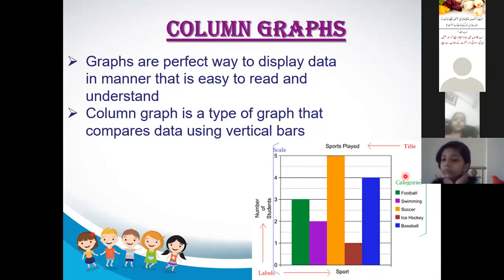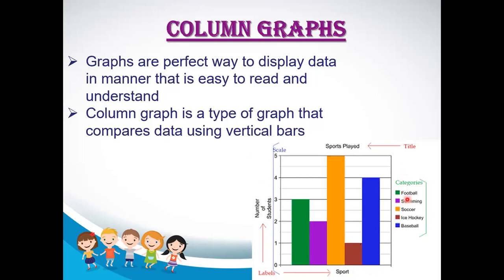The categories are football, swimming, soccer, ice hockey, and baseball. They have described these categories in different colors. And this is the scale. In pictograph, we use a key. But here in this column graph, we use a scale on the y-axis.